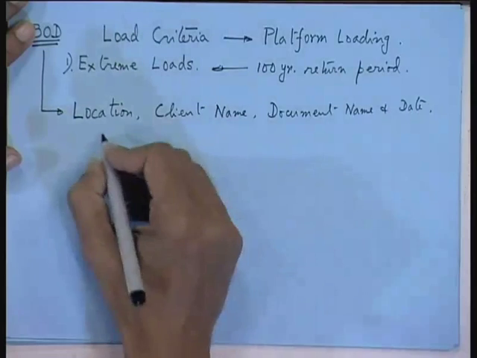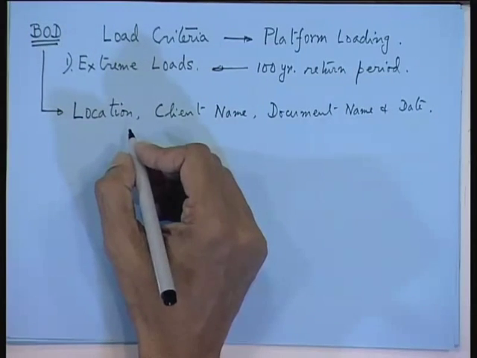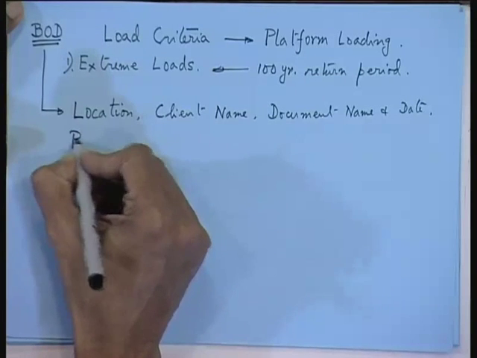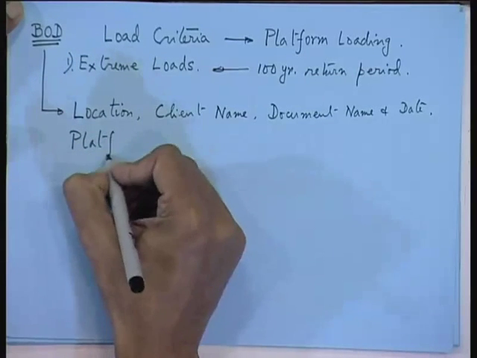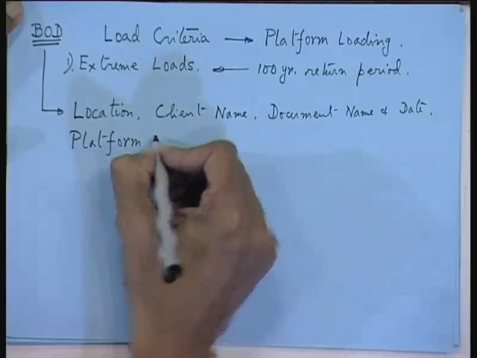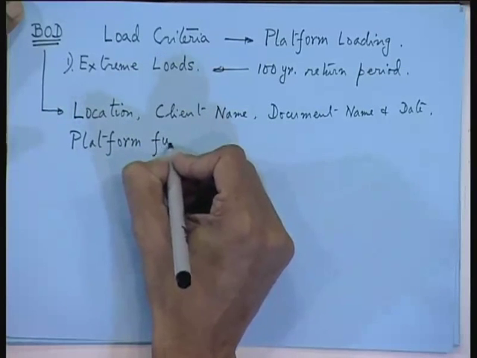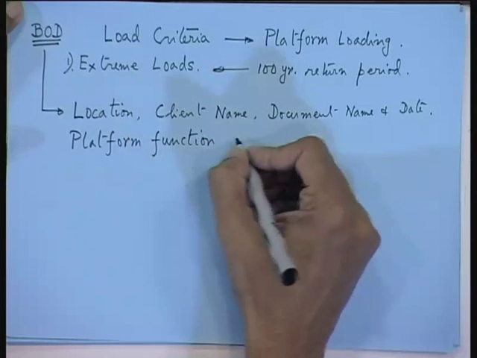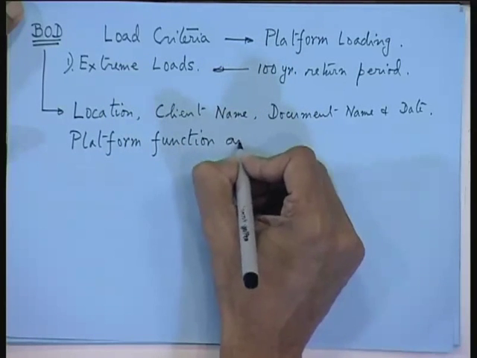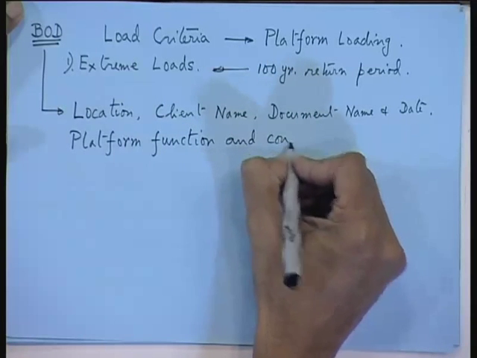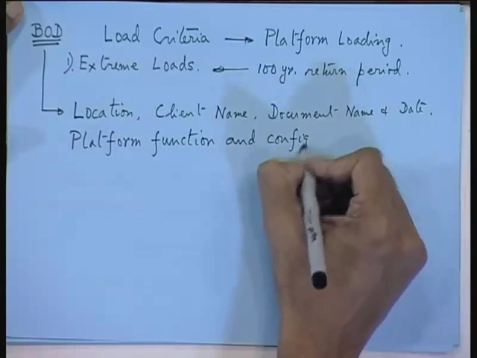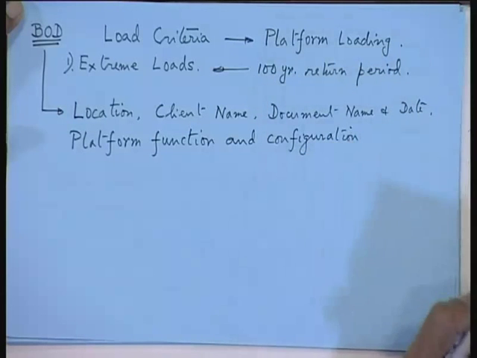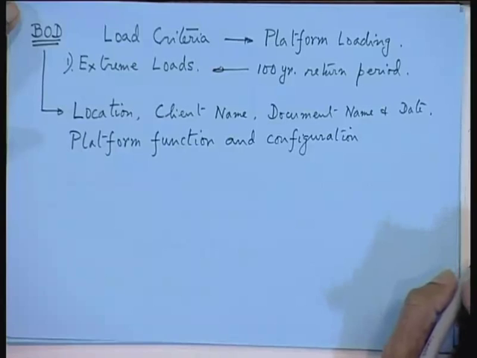Now, after this you go to platform functions and configurations. So, this is very important, because the design actually will be based on the functional requirement of the platform. So it is platform function and configuration. Configuration means, I told you, how many decks you are going to give to the client, what is the area requirement. Okay, so he will ask about this.